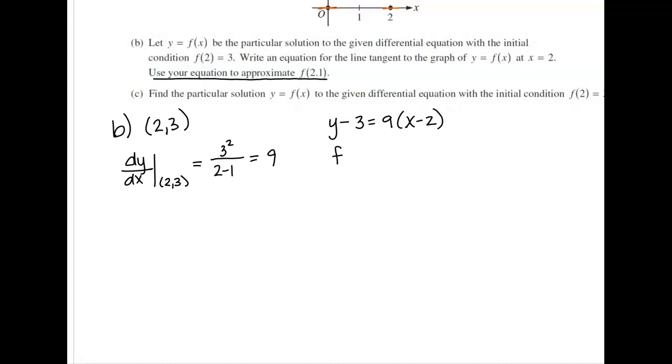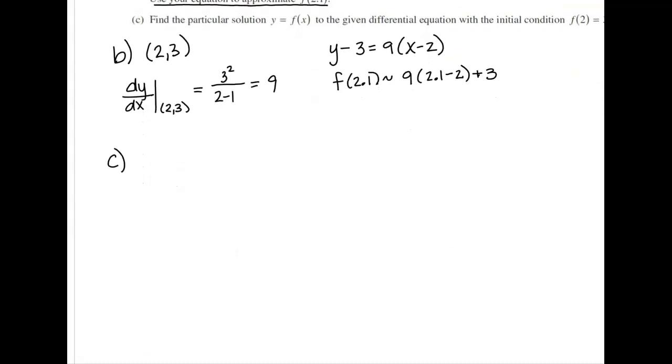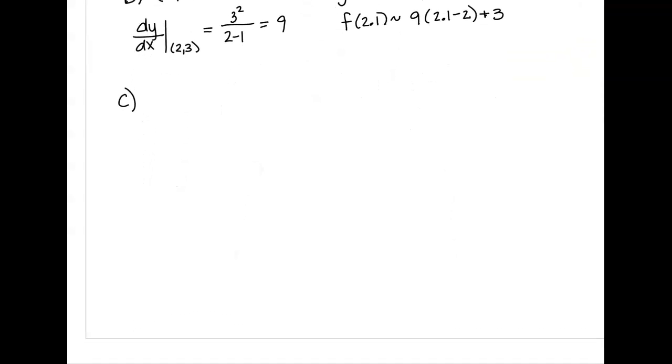Approximate f of 2.1. So f of 2.1 is approximately what we get for y when I plug 2.1 in for x. Okay, so we've got to get the y by itself. That's why that plus 3 goes at the end. And we plugged in 2.1 for x. Part B was worth also 2 points, which leaves how many for part C? 5. That's a huge number of points.